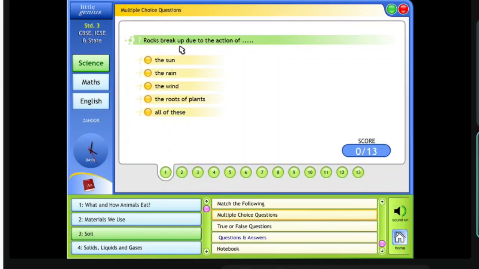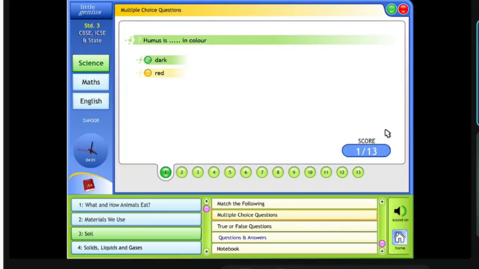Rocks break up due to the action of... Yeah, MCQ. When you click again, you will get another set. If you click again, you will be getting another set. So humus is dark in color. If you give the right answer, you get the score here. So children need not worry about asking anybody whether he's right.